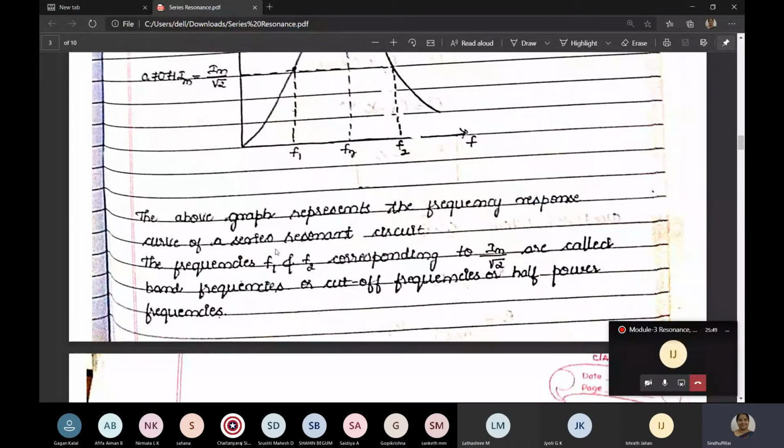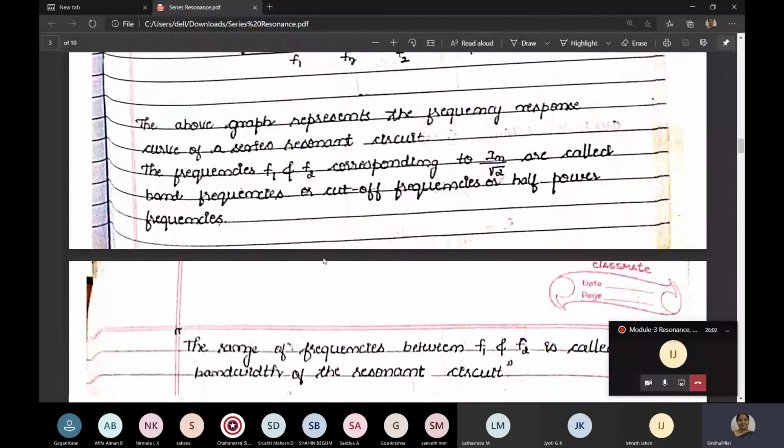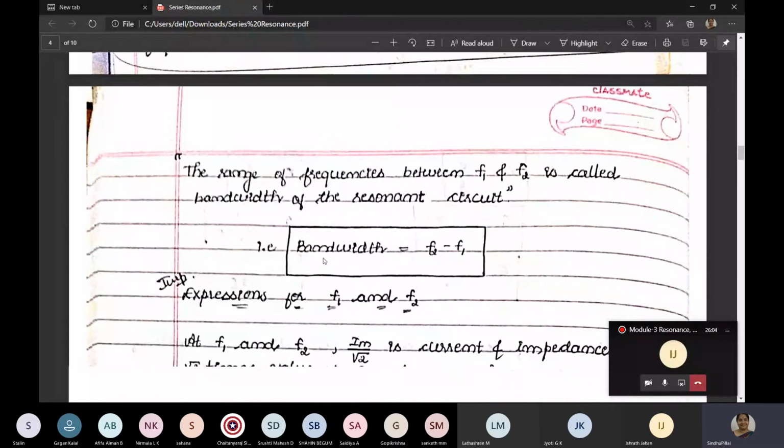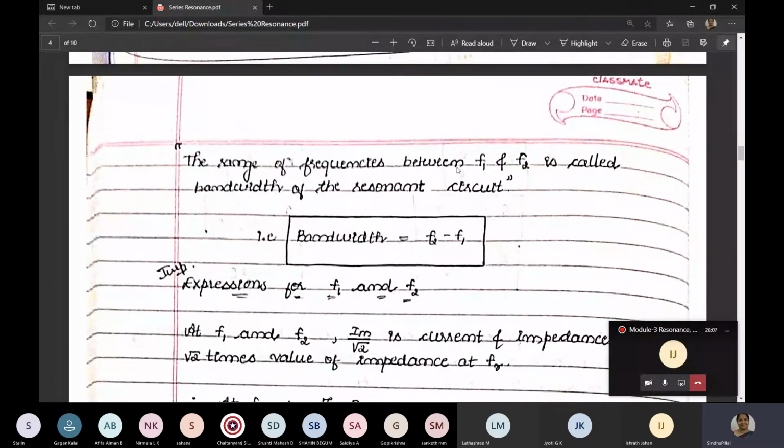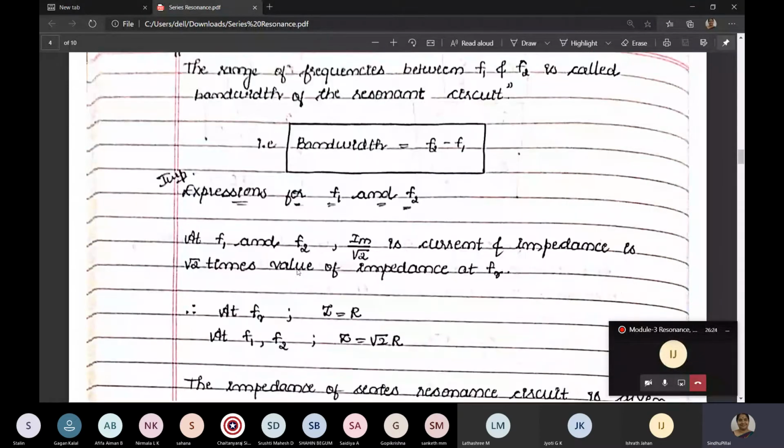What we have to find out? You have to find out F1 and F2. FR or F0, as they will also write, represents resonant frequency. F1 and F2 represent band frequencies. So what is this bandwidth? The range of frequencies between F1 and F2. Whatever frequencies come between F1 and F2 are called the bandwidth of the resonant circuit. So bandwidth is nothing but the difference between these two, that is F2 minus F1. So the formula for bandwidth is F2 minus F1.